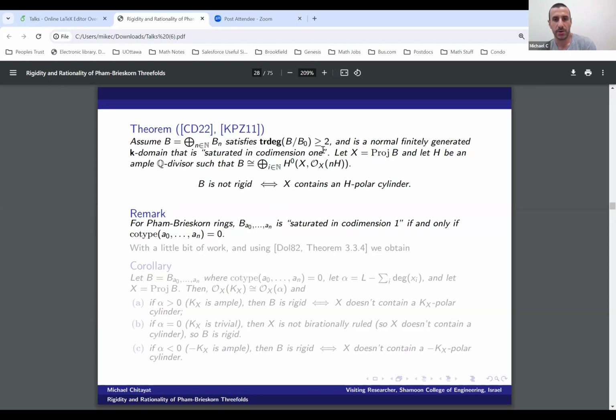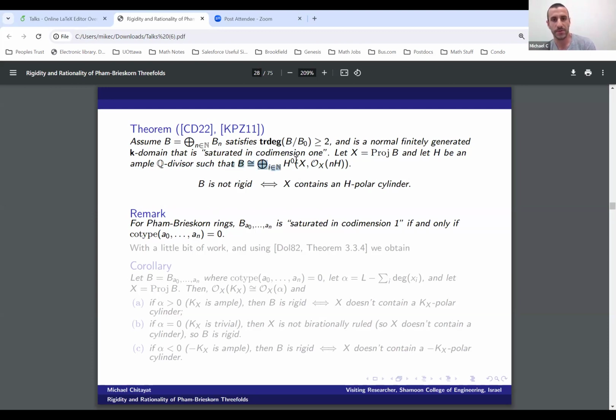And we assume that it's saturated in codimension 1. So this is an algebraic condition which we don't really need to go into, but it's a nice algebraic condition for prime ideals in graded rings. Let X be equal to Proj B and let H be an ample Q divisor such that we have this isomorphism here. Then the graded ring B is not rigid if and only if X contains an H polar cylinder.